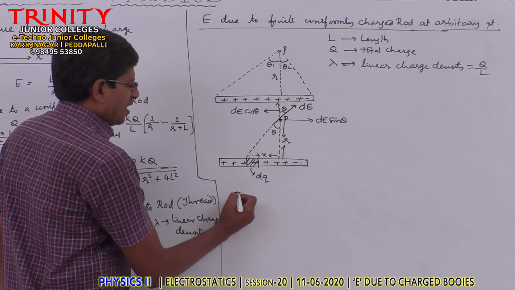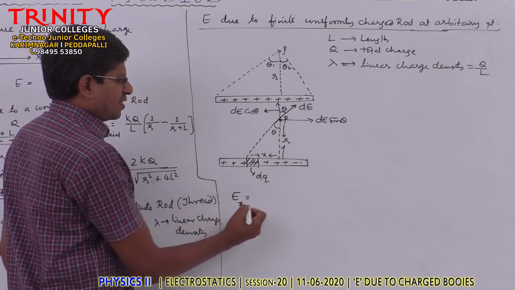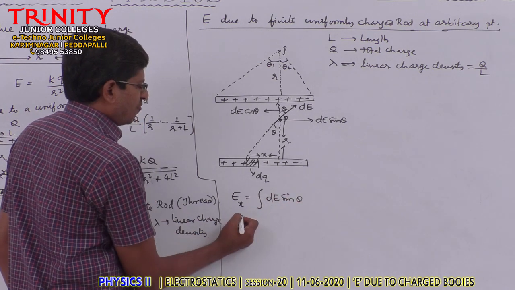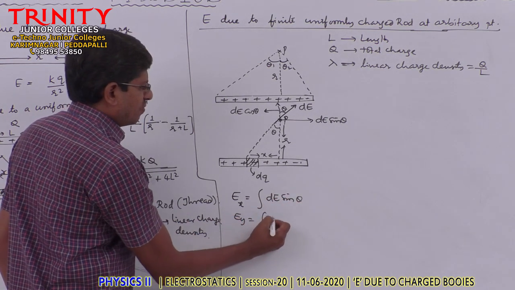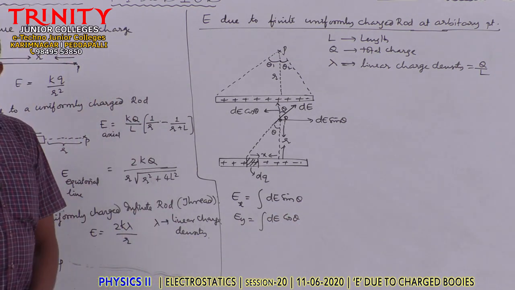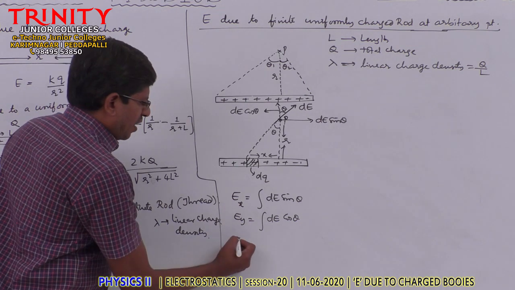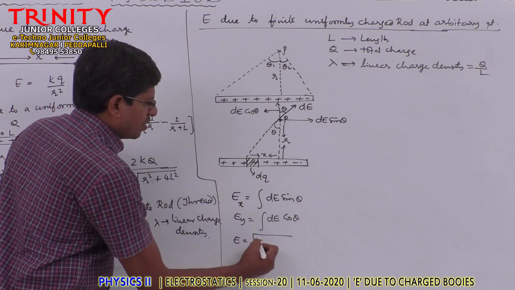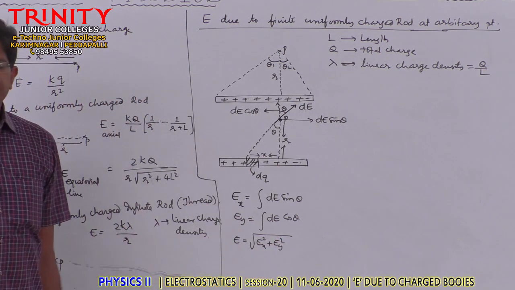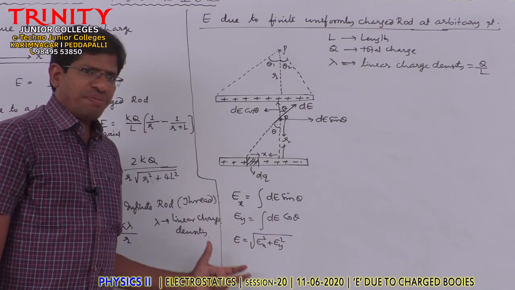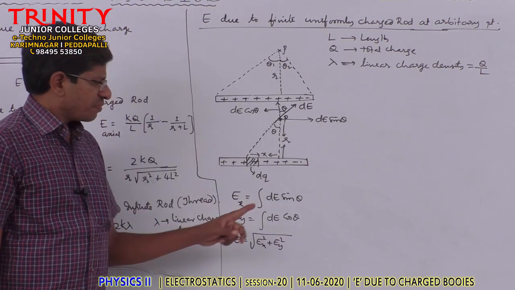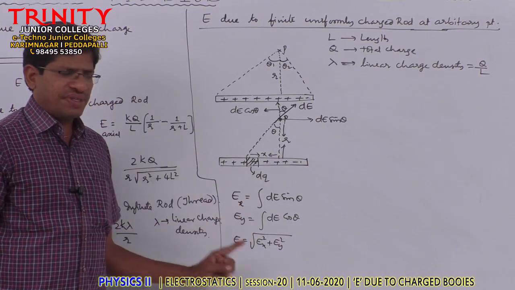Therefore along the x-axis, in order to find Ex, you have to integrate dE sin theta. In order to find Ey, you have to integrate dE cos theta. Then once you have Ex and Ey, E will be the square root of Ex square plus Ey square. This is the general procedure. This overall map you must have in your mind before seeing the derivation. Now let us do one after the other.